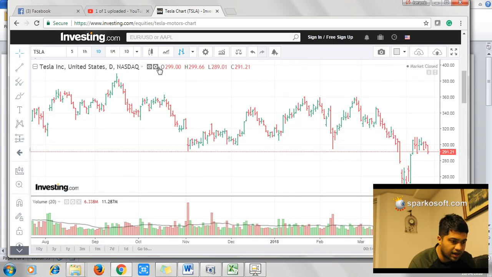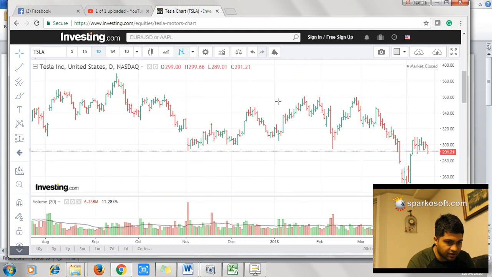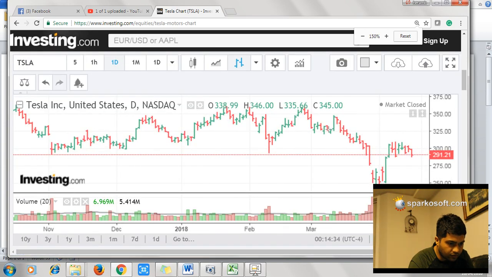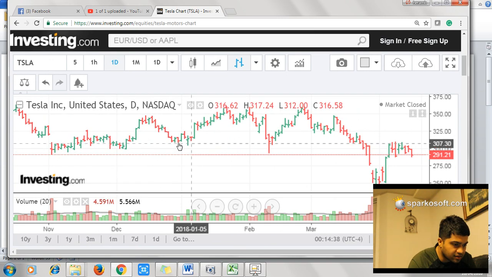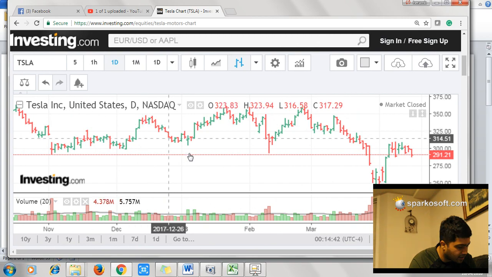Next is the bar chart. So we have discussed line and area charts that try to join only closing prices. So only one piece of information is available, the closing prices. Now the bar chart is a little better because it will try to show more information. So there are two types of bars, green and red.